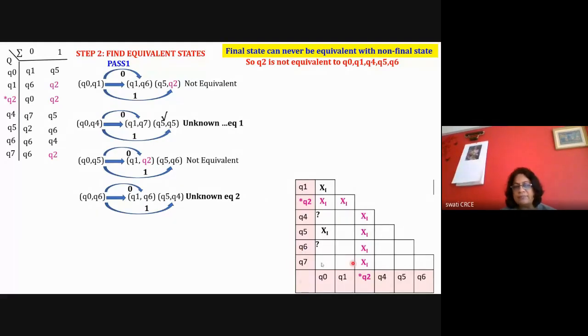Okay, so now I'll take the next pair Q0, Q7. Q0 with 0 is Q1, and Q7 with 0 is Q6. So this pair is Q1, Q6, and Q5, Q2. I think you have understood this particular part. Q0 with 1 is Q5, and Q7 with 1 is Q2. So I'm writing it here, Q5, Q2. And they are not equivalent. So this pair is not equivalent, and I'm writing that this particular pair is not equivalent in the pass 1 only.